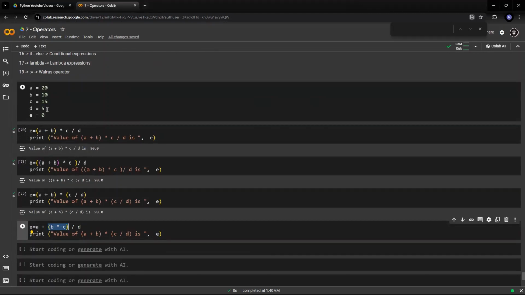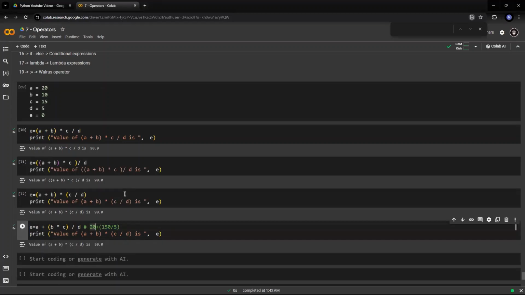So how much would it be? If I try to divide 150 by 5, that would be 30, and 30 plus A. So the evaluation would be 20 plus 150 divided by 5. So 150 divided by 5 is 30. 30 plus 20 is 50. So this should give you the answer as 50.